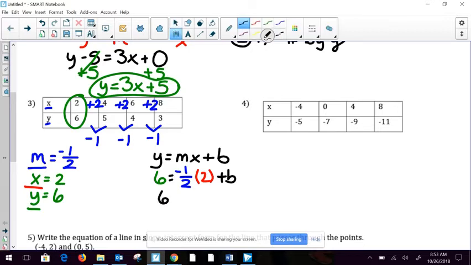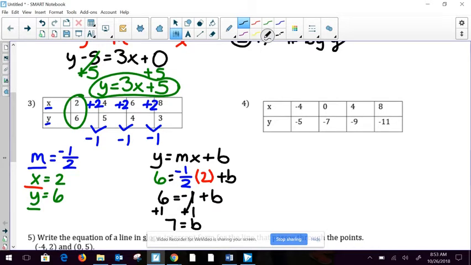So I have 6 is equal to, what is negative 1/2 times 2? Good job. It's a negative 1, and I still have that plus b. Now, how do I get b by itself? Great. I'm going to add 1 to both sides. So when I do that, I get 7 is equal to b.